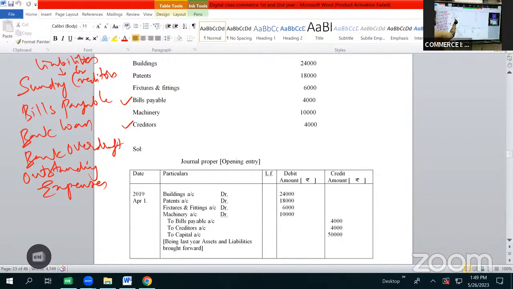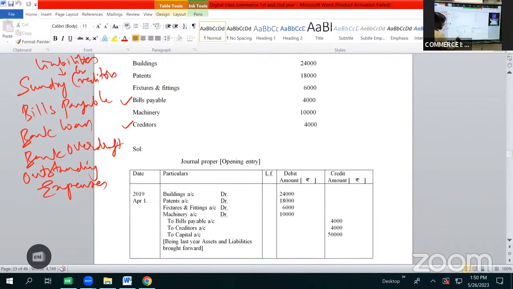Then we have bills payable. It is a liability. We'll be writing this at the last. Then we have machinery. It is an asset. It will be recorded on the debit side as machinery account debit 10,000. Then we have creditors. It is a liability. This we will be posting at the end. So now as we have completed all the assets, we'll be posting all liabilities. Here we have 2 liabilities: one is bills payable and another one is sundry creditors. We'll be posting them on the credit side as to bills payable account 4,000 and to creditors account 4,000.